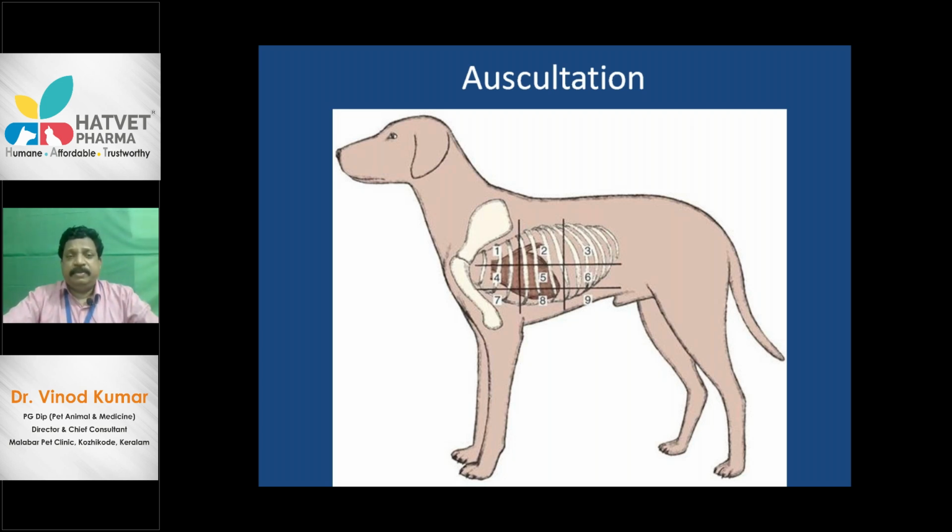Bronchial murmurs, bronchovesicular murmurs and vesicular murmurs. The bronchial murmurs can be well auscultated in number 1, bronchovesicular in number 2 and vesicular in number 3, that is the peripheries of the lung. Numbers 4 and 5 can be used for bronchial and bronchovesicular, but mostly in cardiac auscultation. So all these areas are very important when we auscultate.